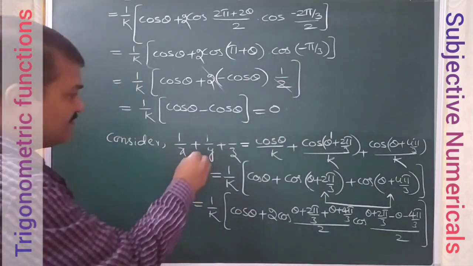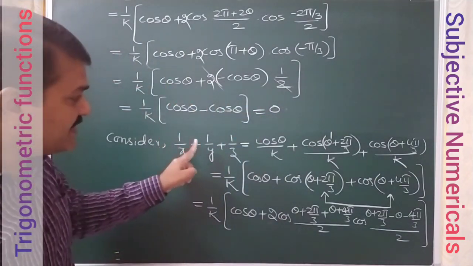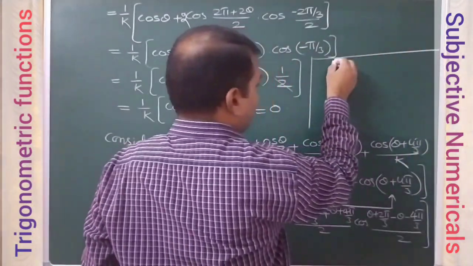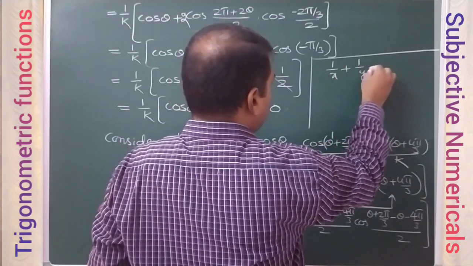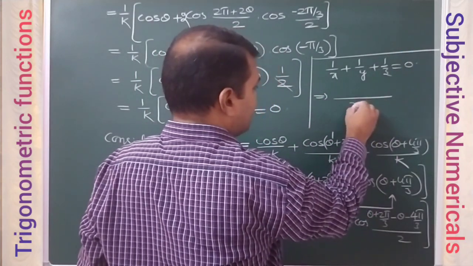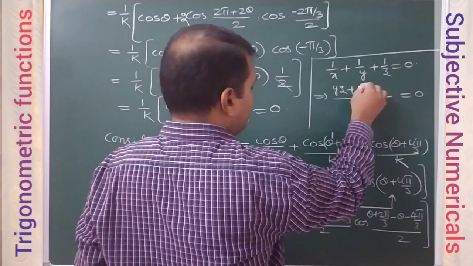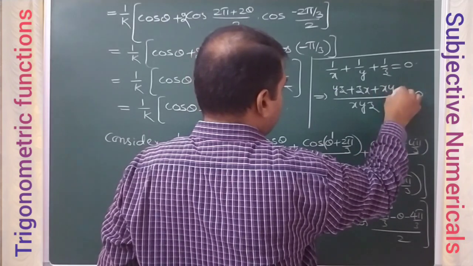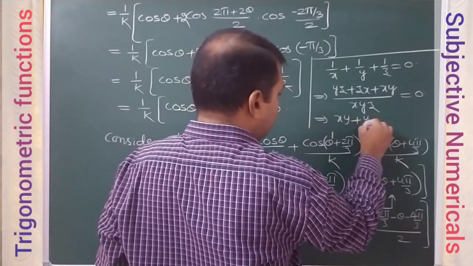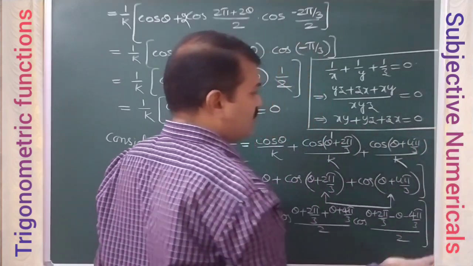So 1 by x plus 1 by y plus 1 by z, the value we got as 0. So I'll continue here. If you take LCM xyz, what will you get? yz plus zx plus xy. Cross multiply, write in order. So xy plus yz plus zx is equal to 0. This is what we have to prove, that's all.